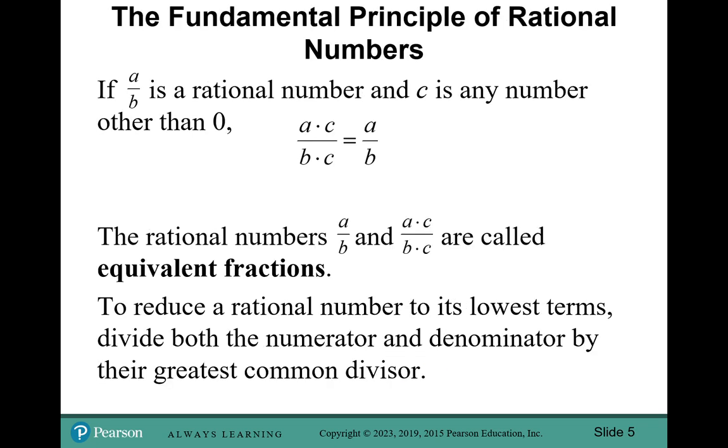If A over B is a rational number and C is any number other than 0, then A times C over B times C is the same thing as A over B. Essentially, these C's just cancel themselves out. The rational numbers A over B and AC over BC are called equivalent fractions. So we're going to begin looking at reducing fractions. In order to reduce a rational number to its lowest terms, we need to divide both the numerator and denominator by their greatest common divisor.